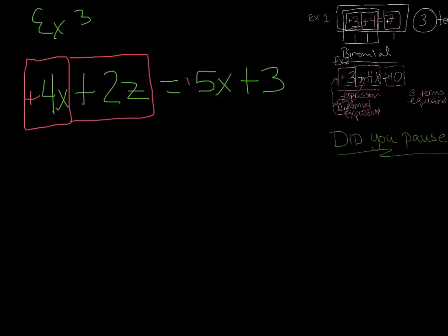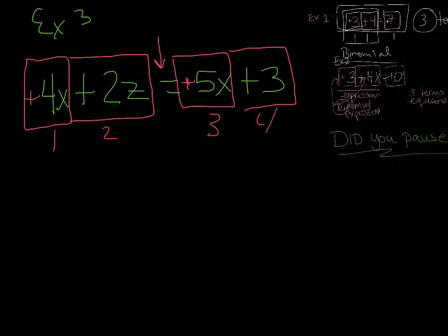Positive 5x. Don't box the equal sign. And positive 3, and don't box the equal sign. I almost did. You see, it almost bit me. So if you did it right, you'll be able to count 4 boxes: 1, 2, 3, and 4. That means you have 4 terms in the equation, which we call a polynomial. Good job.